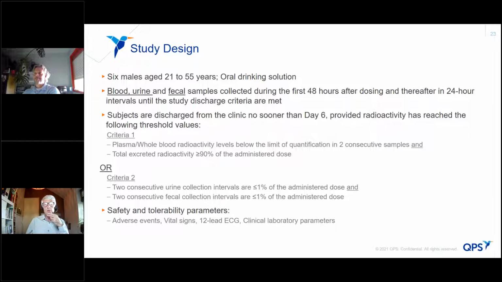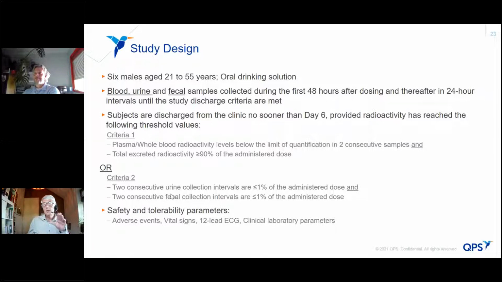and we checked whether the radioactivity levels were following one of the criteria. Either the plasma whole blood radioactivity levels were below the limit of quantitation in 2 consecutive samples, and the total excreted radioactivity is higher than 90% of the administered dose, criteria 1, or criteria 2, 2 consecutive urine samples are below 1% of the administered dose, and 2 consecutive fecal collection intervals are below 1% of the administered dose.